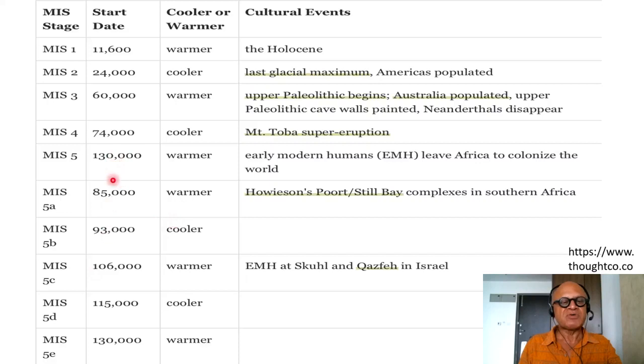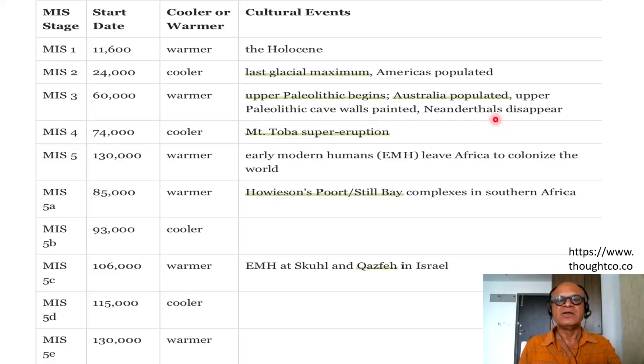So we are jumping around a little bit here, doesn't matter. So warmer conditions would have favored explorations here. Was it because of reduced rainfall and expansion of deserts? So you can go back and look at the model simulations. 74,000 year Toba eruption that we talked about, cooler. Upper Paleolithic begins by 60,000 years ago. Australia is populated by then. Upper Paleolithic cave walls painted.